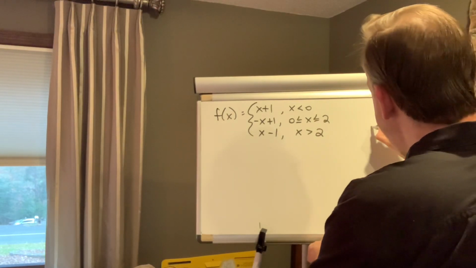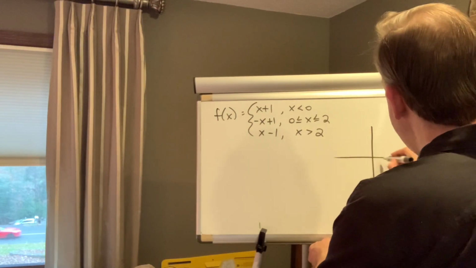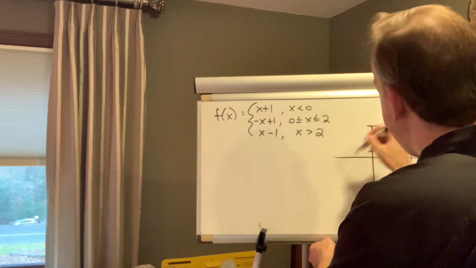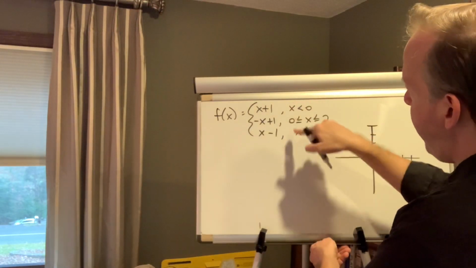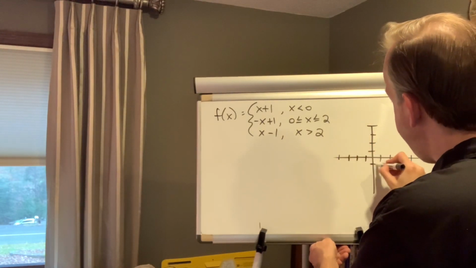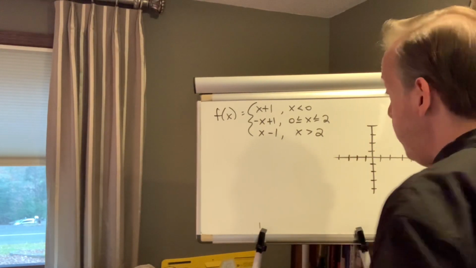I'm going to make my coordinate grid. 1, 2, 3, 4 on all sides should probably be enough because, as you can see, the domain values are 0s and 2s, so I shouldn't have to go too far out because the domain values don't go very far out.